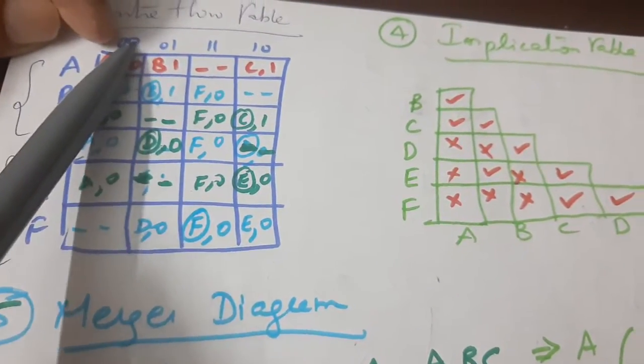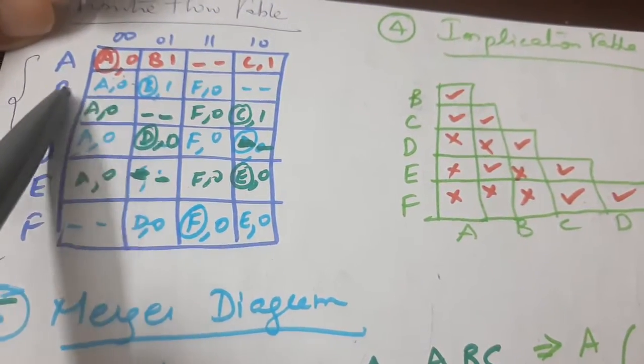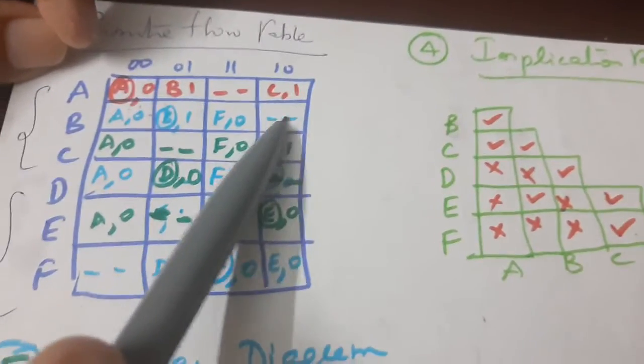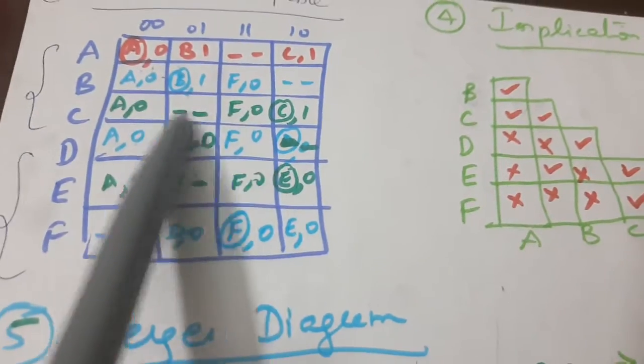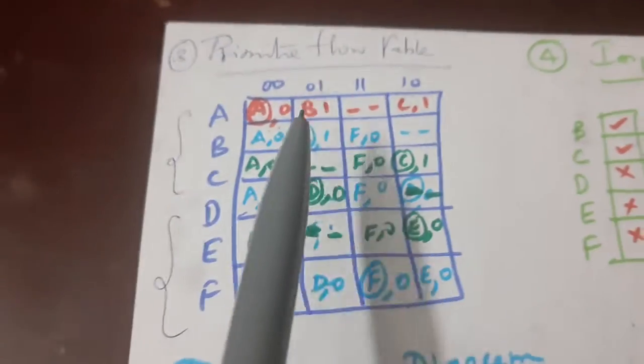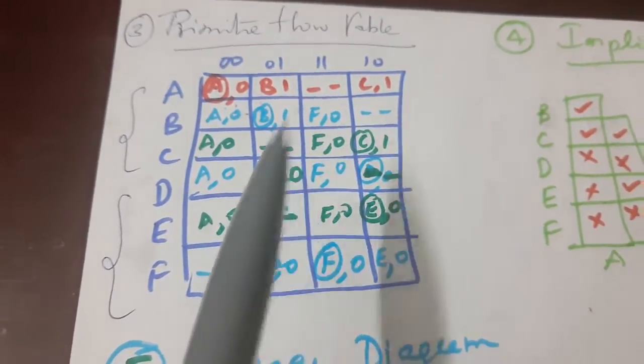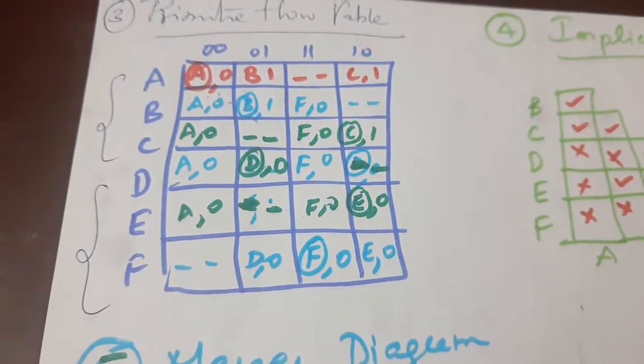Similarly, here 0 0. If I want to go to 1 1, hyphen hyphen. Here it is 0 1. If I want to go to 1 0, hyphen hyphen. So whenever there is a 2-bit change, you represent it as hyphen hyphen, dash dash. It's an undesired variable, or we call it a don't care condition. I have done the primitive flow table.